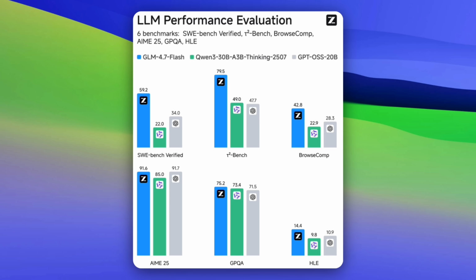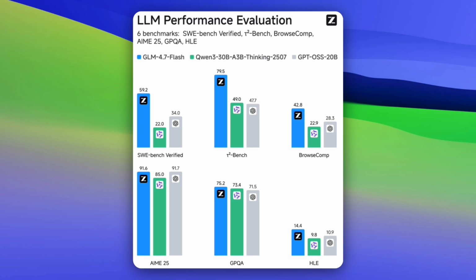On Live Code Bench version 6, which is a coding benchmark, it scores 64%, which is decent, but Qwen 3 gets 66%, GPT-OSS gets 61%, so it's still competitive but not the top model. But here's where it gets really interesting.